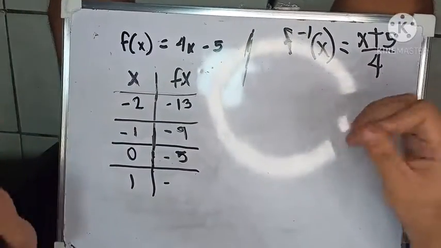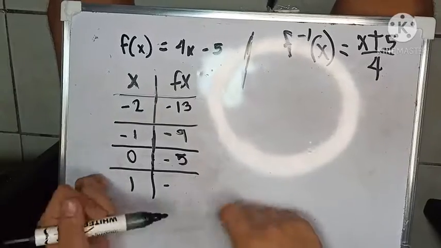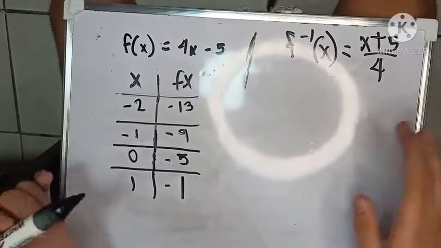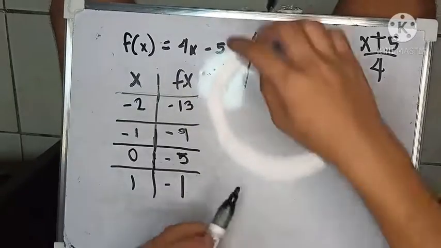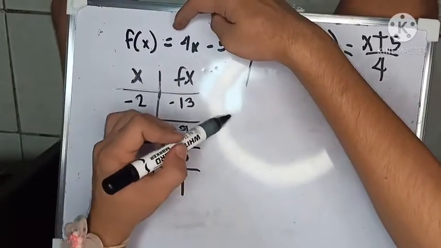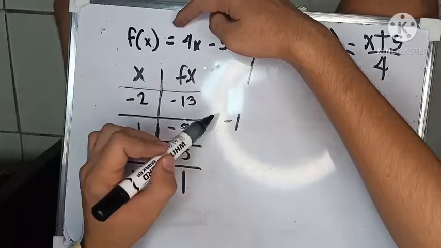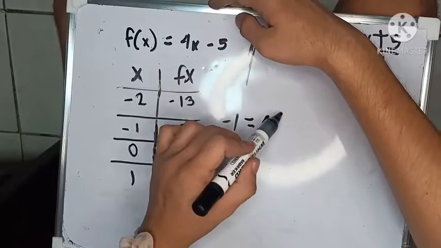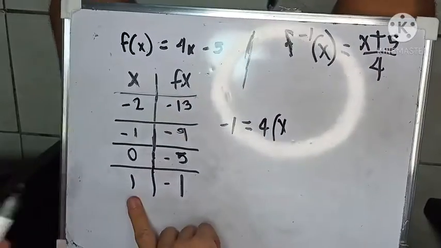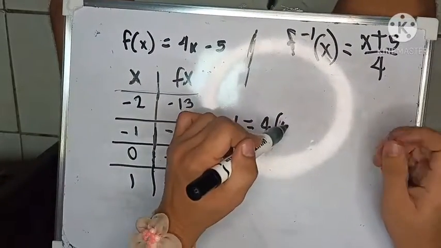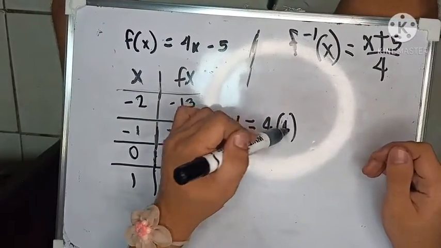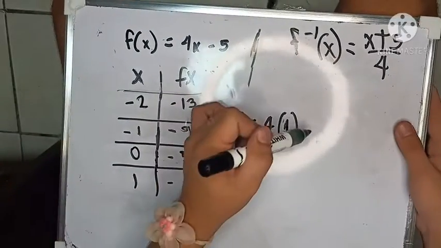What should we do right here? Let's try 1. Okay, f(x) is the one right here. Negative 1 equals 4 times 1, oh sorry, 1 minus 5.